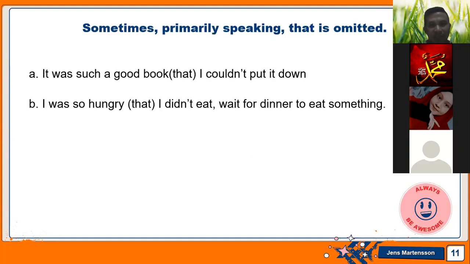Okay. Sometimes, primarily speaking, that is omitted. Nah, kadang-kadang ini that-nya bisa dihilangkan sebenarnya. It was such a good book. I couldn't put it down. Ya, bukunya bagus sekali. Saya nggak bisa meletakkannya, ya bisa berhenti membacanya. It was such a good book. Is it good sentence or not? Using such and then article and then adjective and then noun. Is it good sentence? Kalimatnya benar? Yes, sir. Benar ya. Ya, oke.